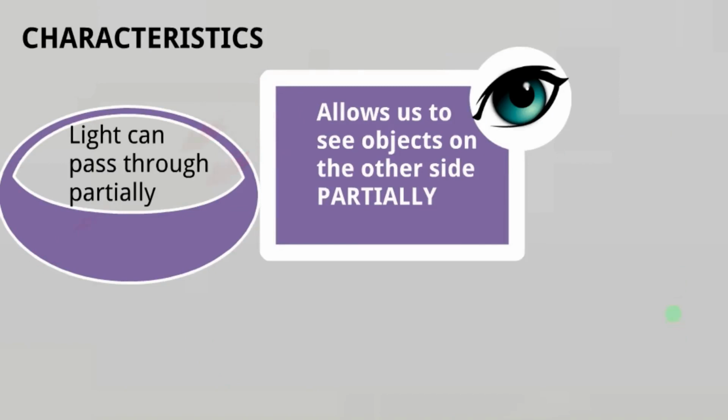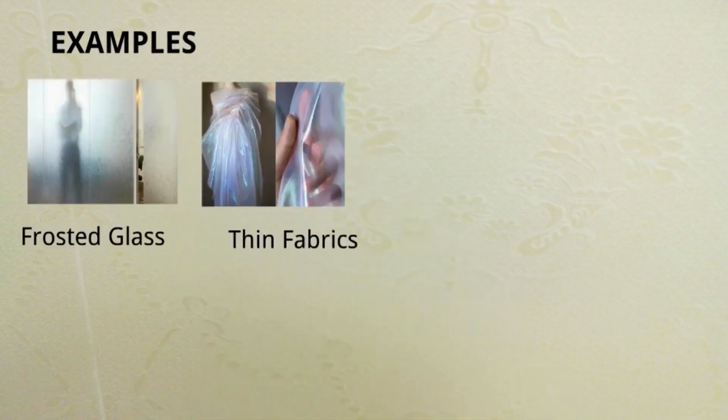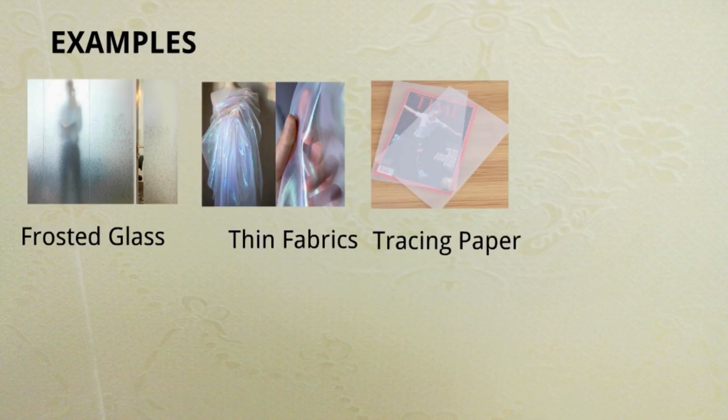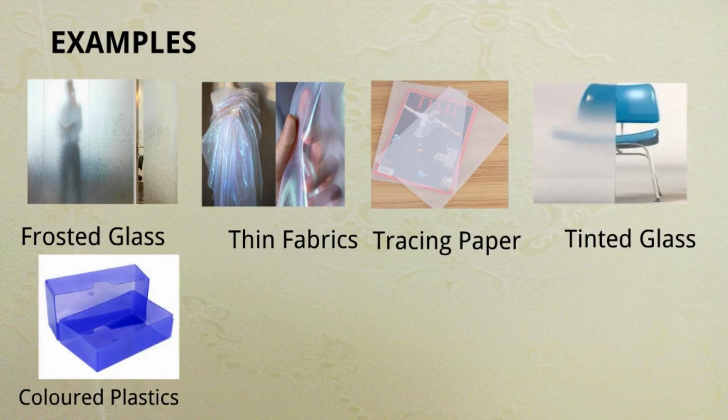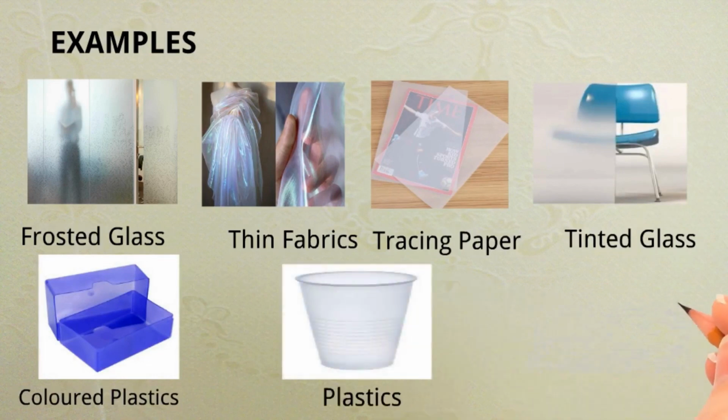Characteristics: light can pass through partially, allows us to see objects on the other side partially, and a very faint shadow we can see because light is obstructed partially. So because of that only a faint shadow is formed. Example: frosted glass, thin fabrics, tracing paper, tinted glass, colored plastics, and clouds.